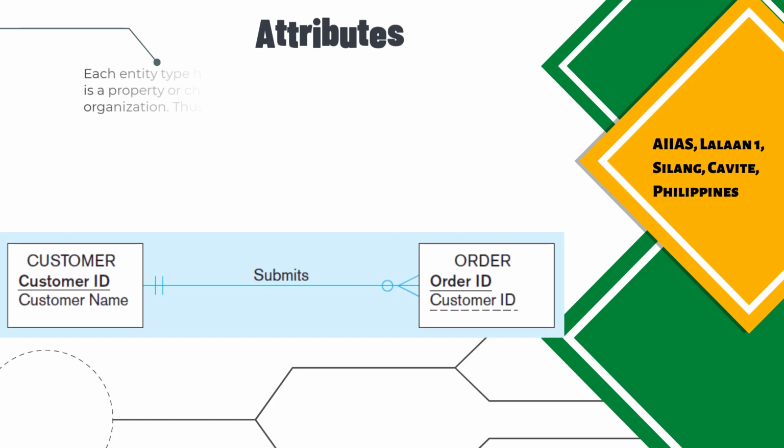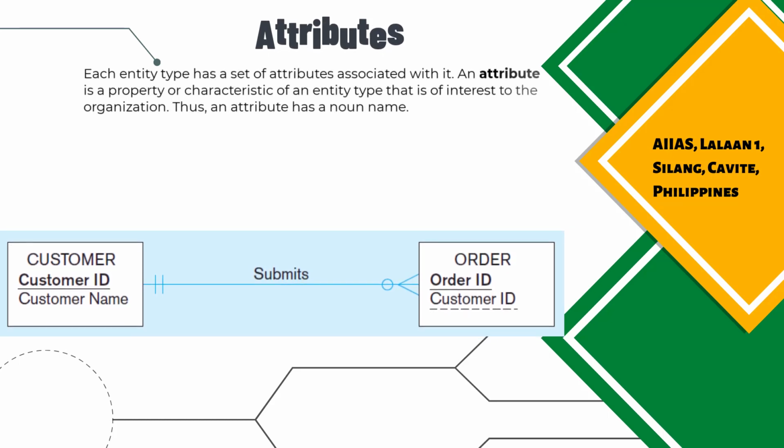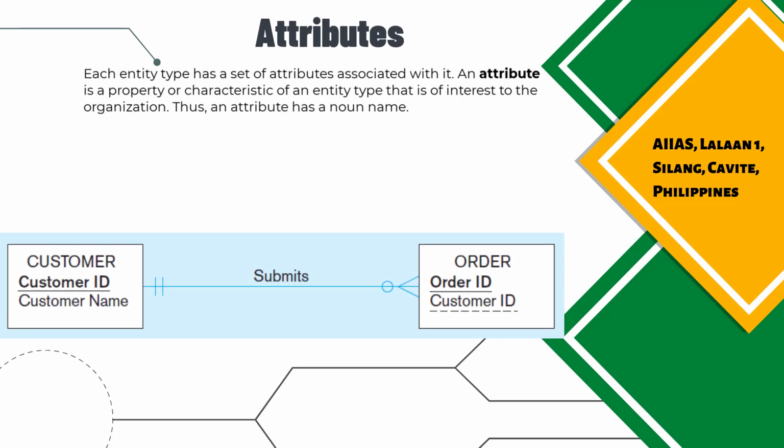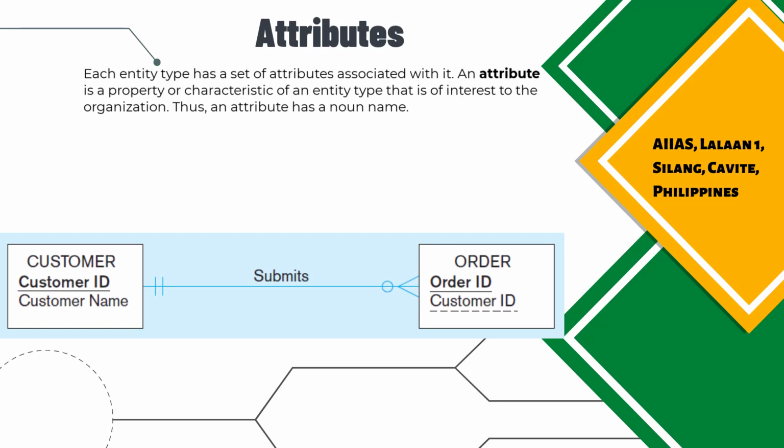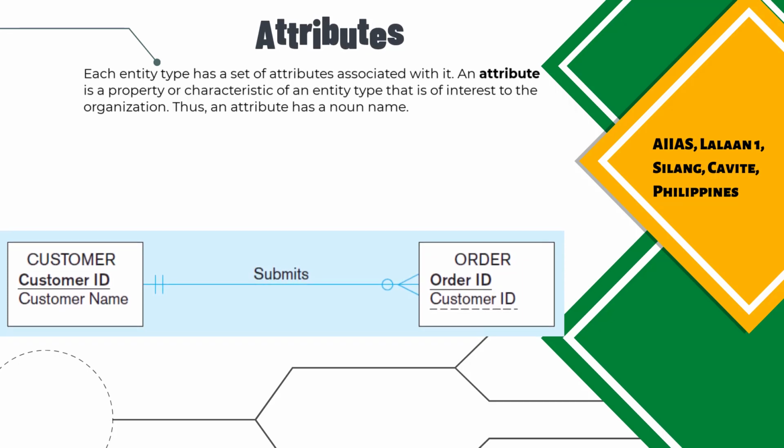Attributes. Each entity has a set of attributes associated with it. For example, we have customer and order here. The attributes of the customer entity are customer ID and customer name. Let's look at the order entity. It has two attributes, and they are order ID and customer ID. So, an attribute is a property or characteristic of an entity that is of interest to the organization. Thus, an attribute has a noun name.